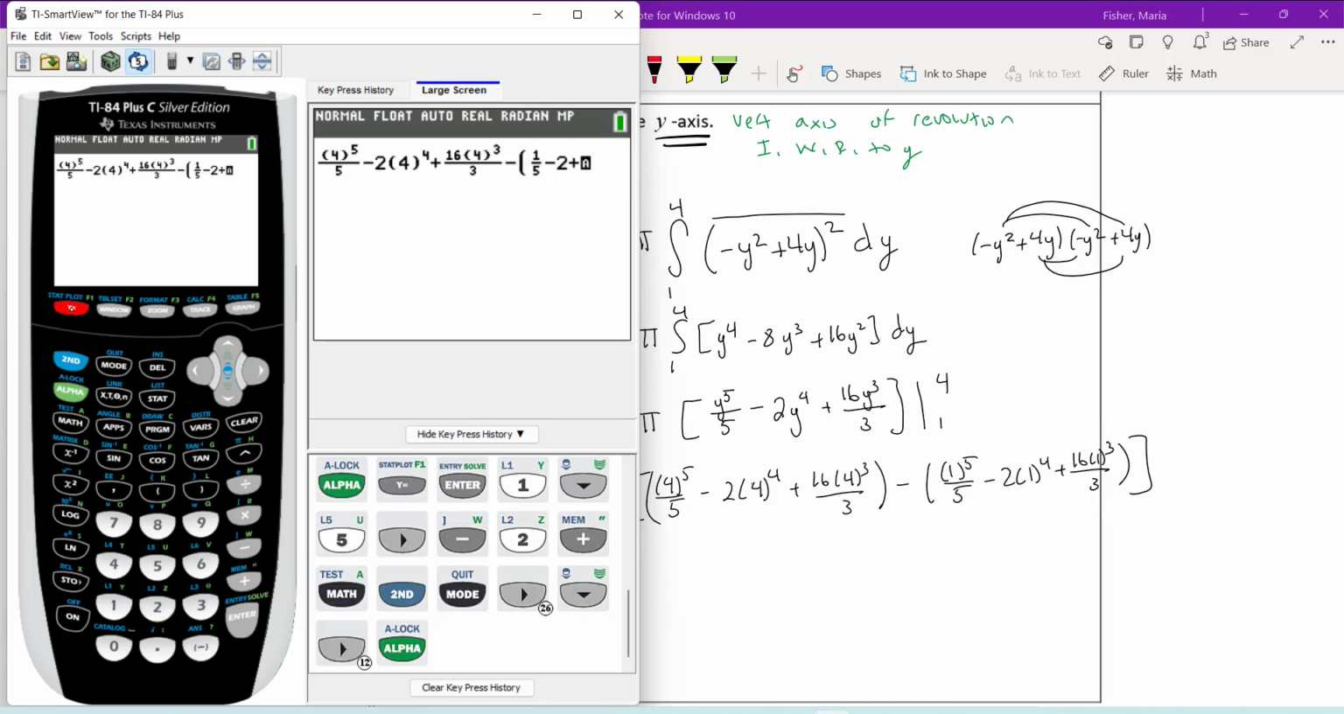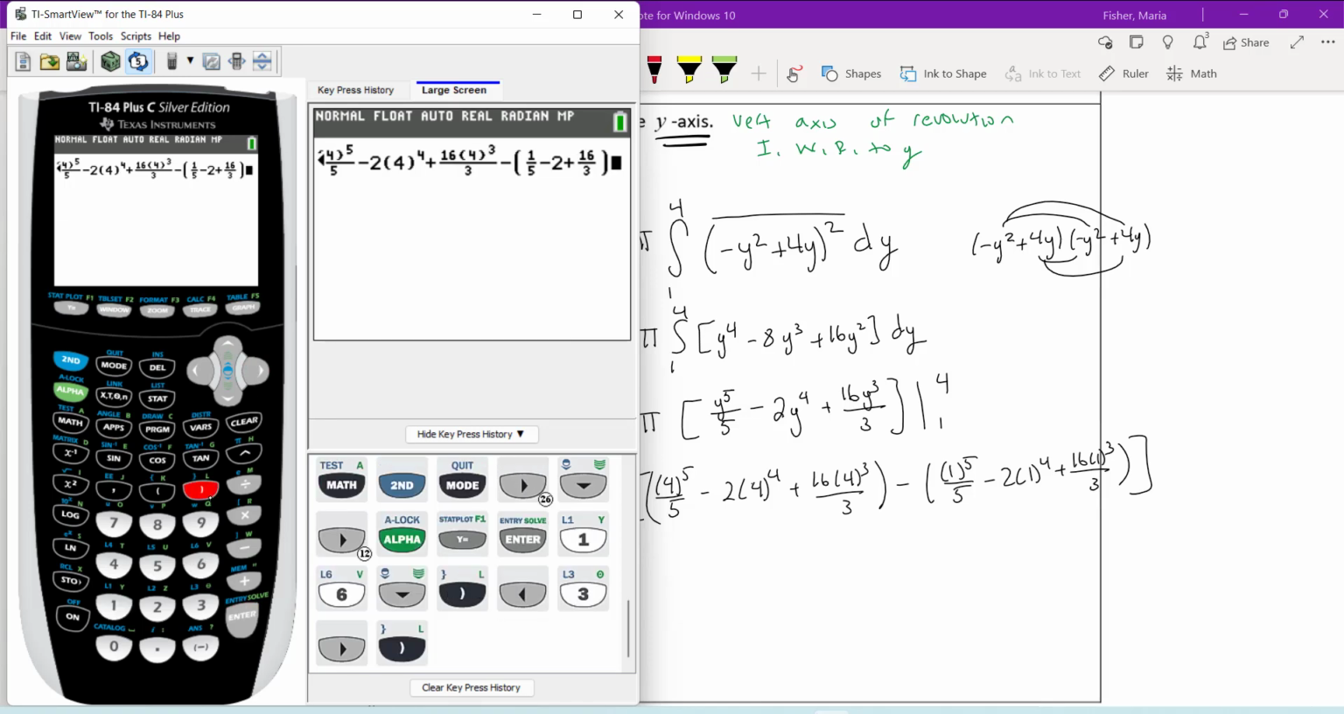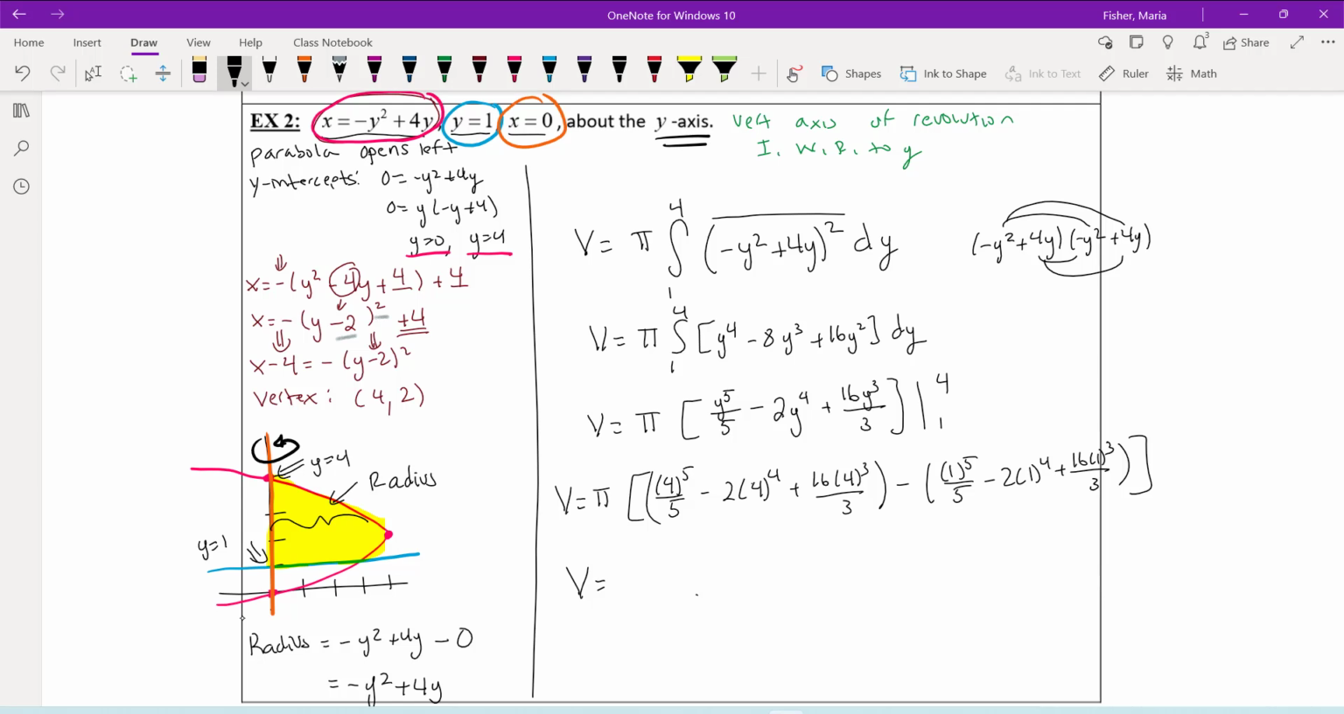So we put in 16 thirds, close our parentheses, and we end up with 153 over 5. So my volume here is 153 pi over 5.